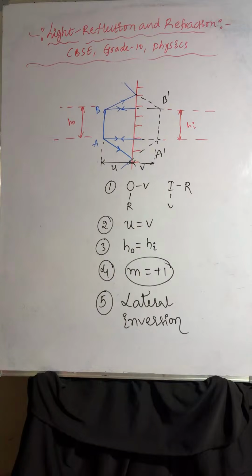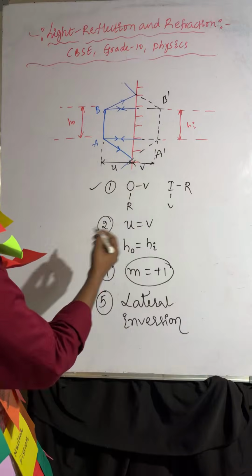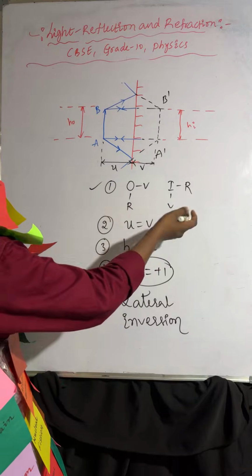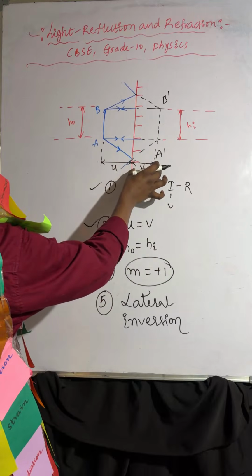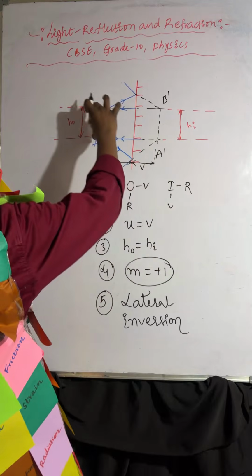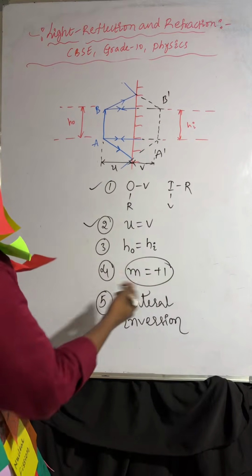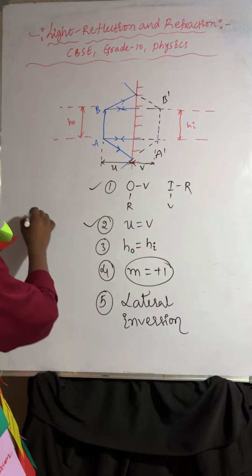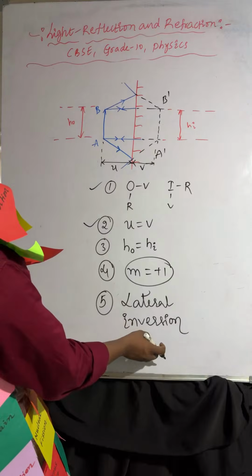Object distance is equal to image distance. If the object is real, the image is virtual. If the object is virtual, the image is real. The height of the object is equal to the height of the image. The magnification of the plane mirror is +1. Magnification is nothing but height of the image by height of the object. And it also shows lateral inversion.